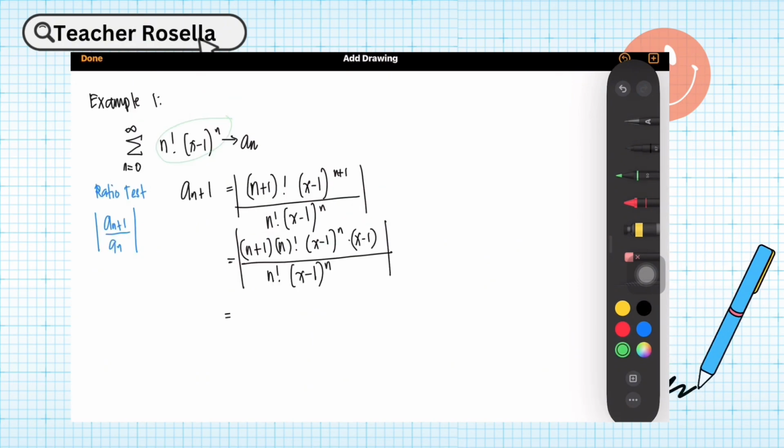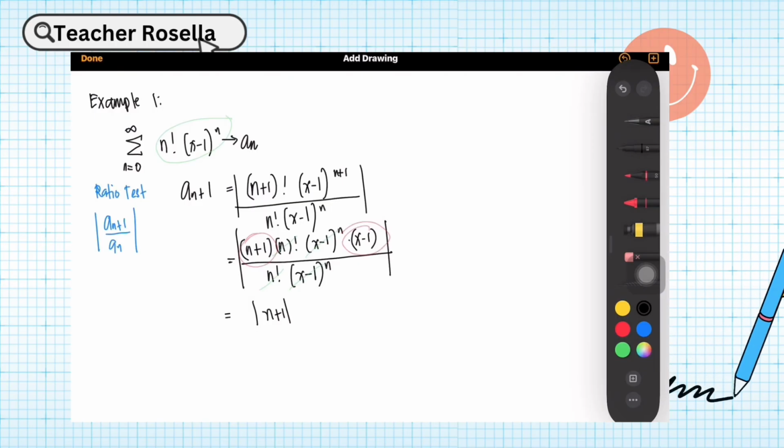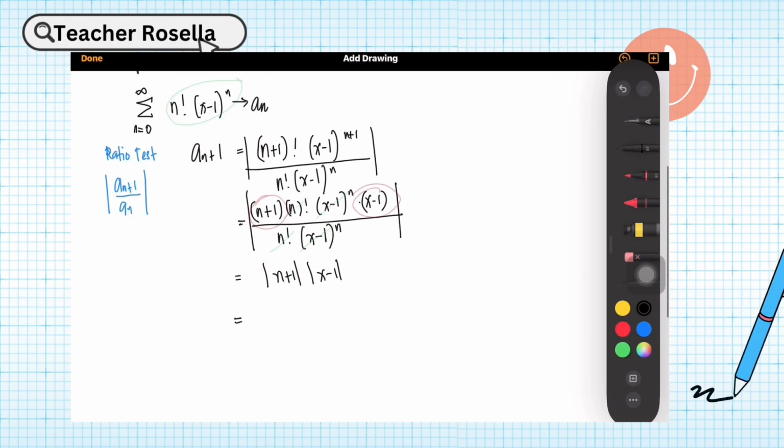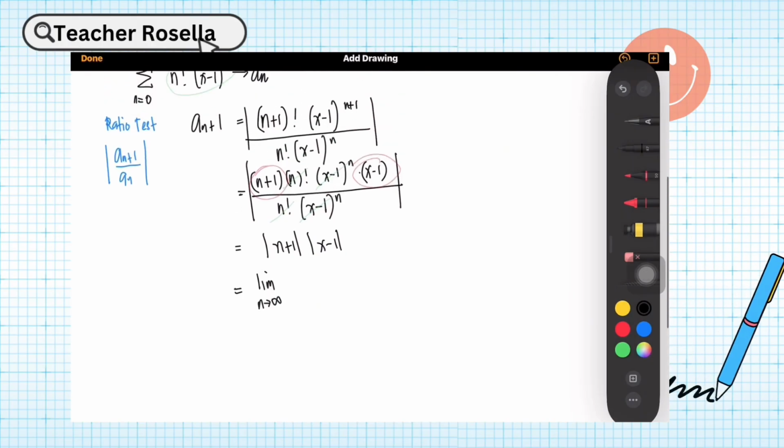So now we can cancel (x − 1)^n since it is in both the divisor and dividend, and also n factorial. So now the expression will just remain (x − 1) and (n + 1). So we have the absolute value of n + 1 times the absolute value of x − 1. And now we can get the limit as n approaches infinity of the absolute value of n + 1 times the absolute value of x − 1.